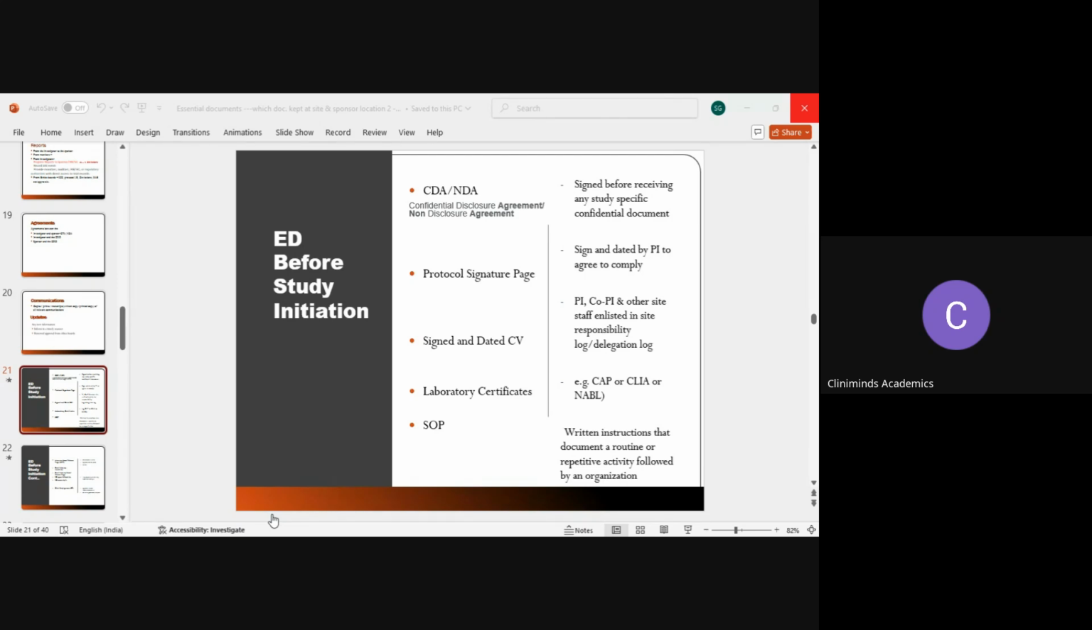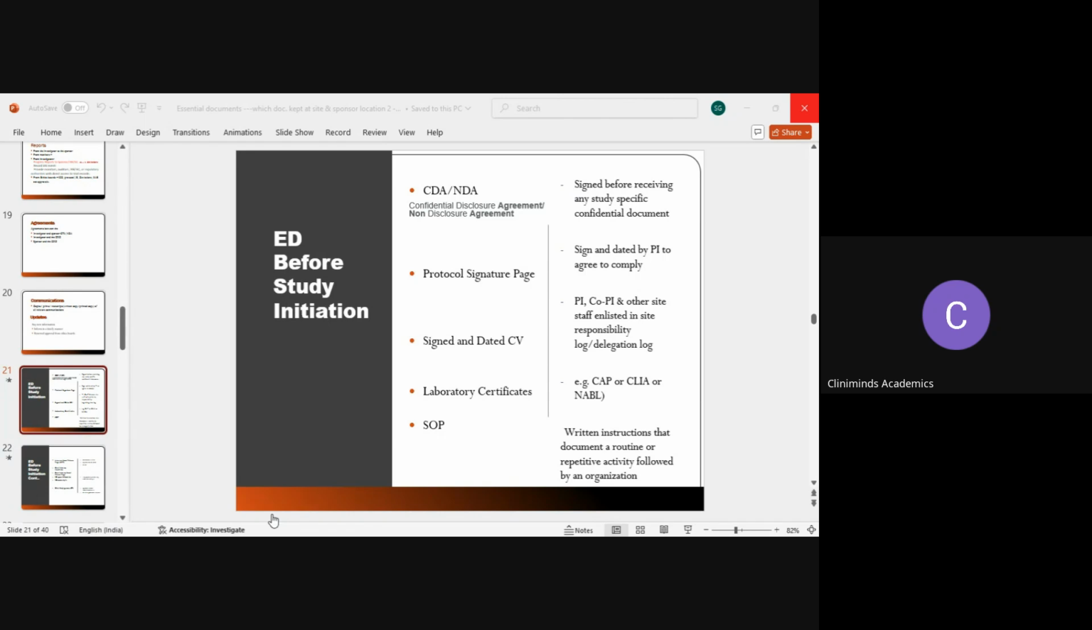So ED means essential documents before study initiation, means before we start the study, what are the essential documents that we need to have in place. So minimum, there will be 20 essential documents that need to be in place before we start the trial. If we want to supplement more documents which are relevant to the trial, we need to justify, and then we can add those documents on top of these 20 essential documents. Or if we want to reduce the number of documents, that also we can do, but we need to justify in the trial why these documents are not required.